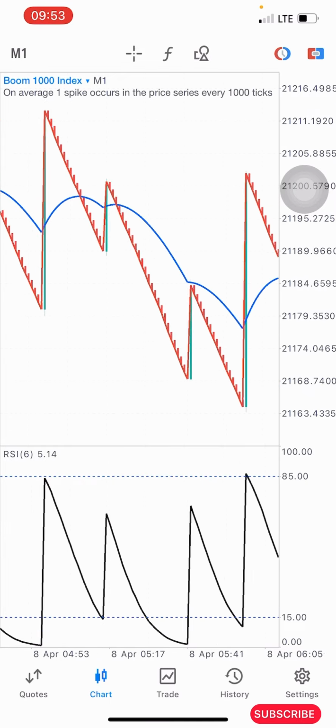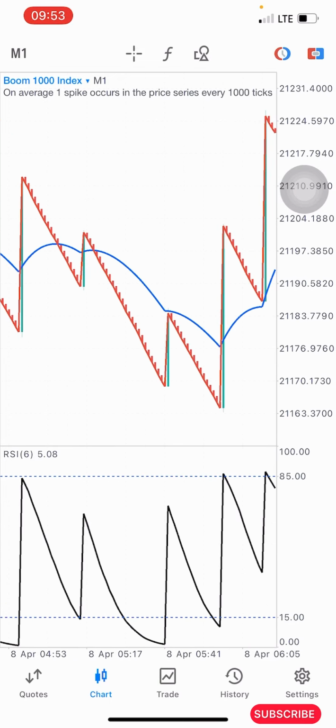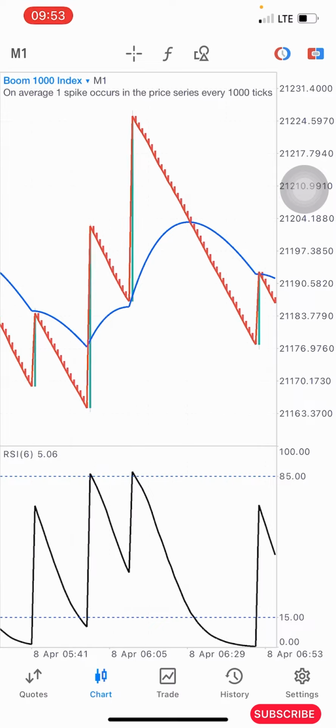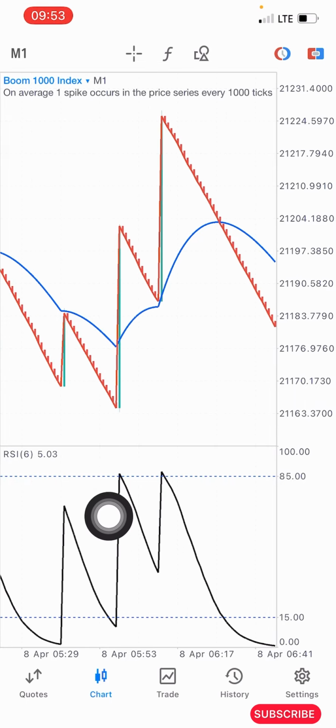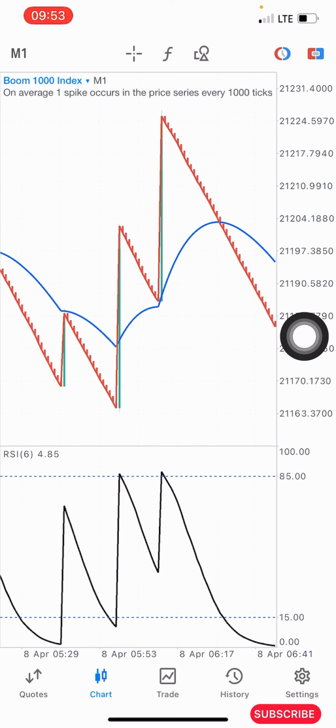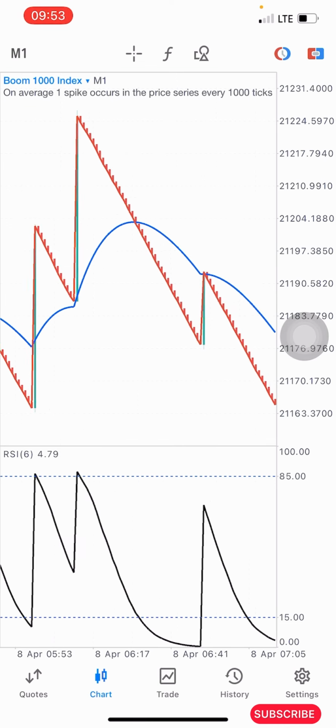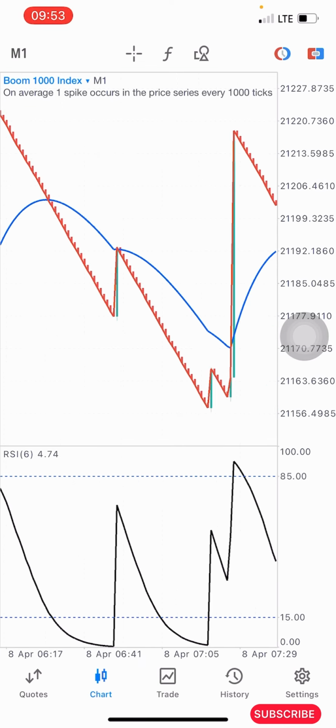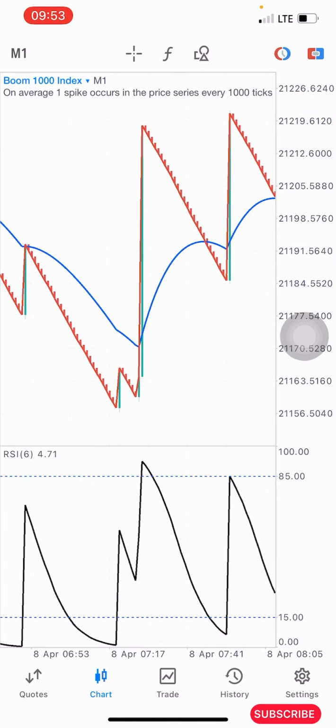Now I'll show you another example. You can see there's no divergence here. There was a spike, and also another spike which is longer than the previous one. In the indicator window, this one is also longer than the previous, so it's not a divergence. So don't take advantage of this kind of situation. Make sure you wait for the divergence to happen and then you take advantage of it.